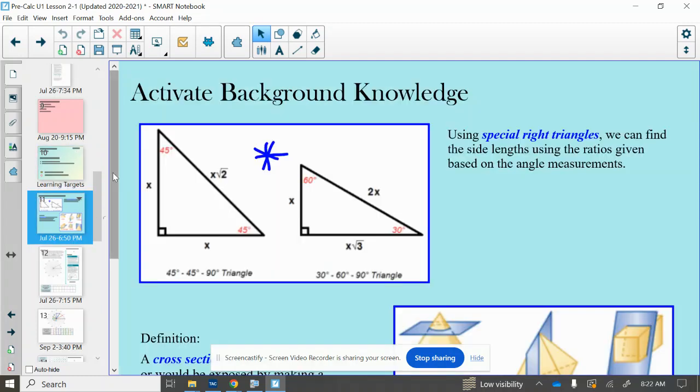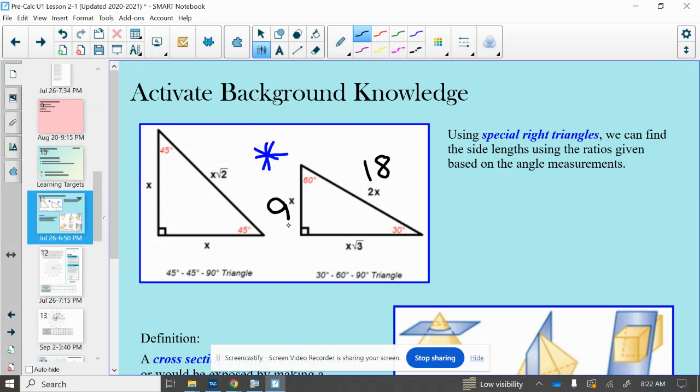Now, a little reminder from your geometry days. We talked a lot in geometry about 30-60-90 triangles. So for instance, let's say you had 18 as the length of your hypotenuse. You can divide that value by 2 to get the length of your short leg. And then whatever your short leg is, you can multiply it by the square root of 3 to get the longer leg as well.